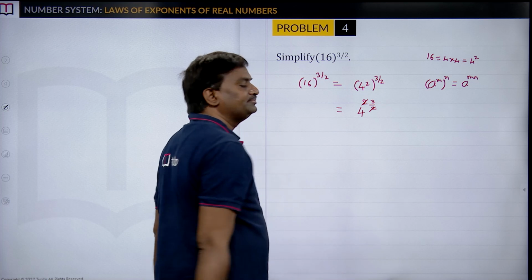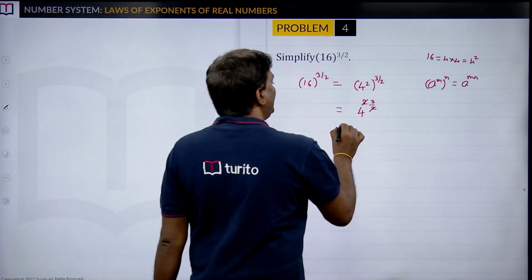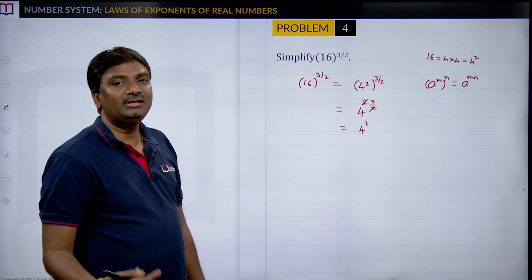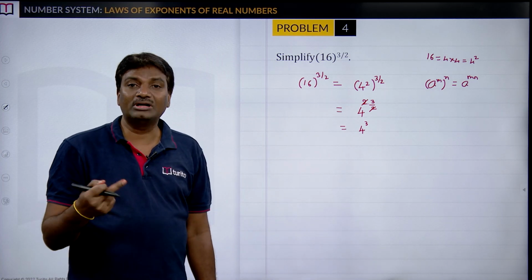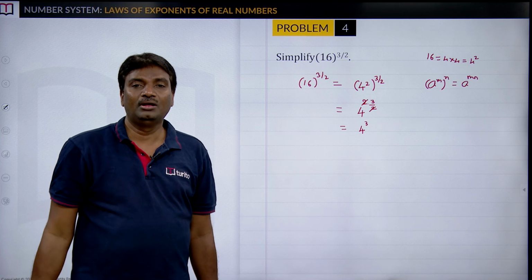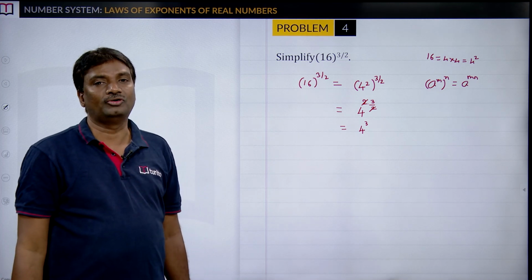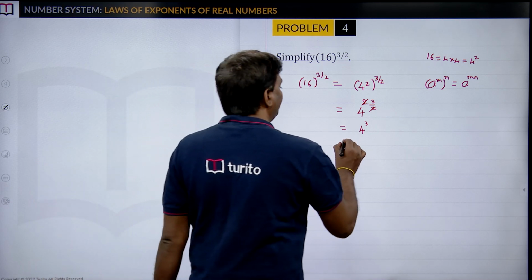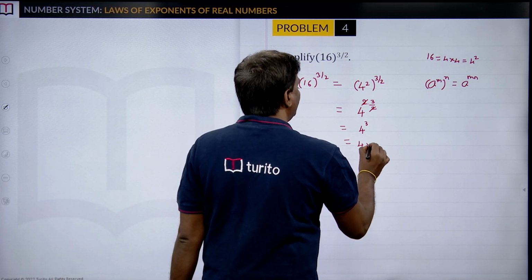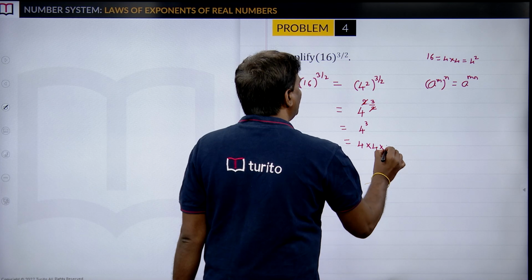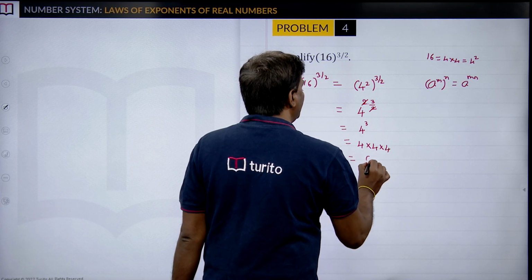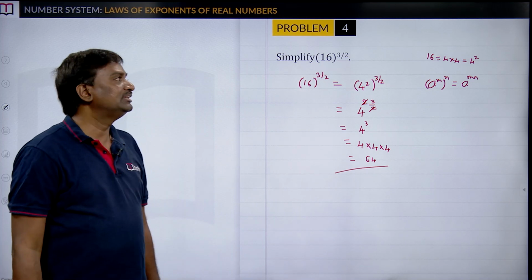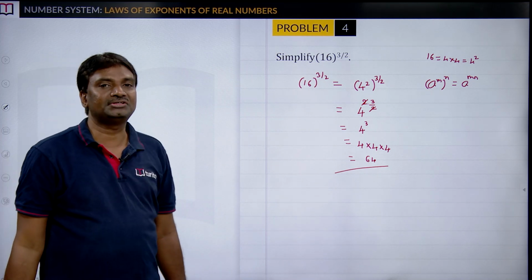The 2s get cancelled, and we have 4 cube. 4 cube means we have to write 4 three times and multiply: 4 into 4 into 4. 4 fours are 16, 16 fours are 64. So the value of 16 power 3 by 2 is 64.